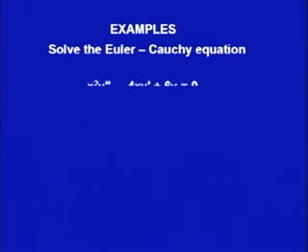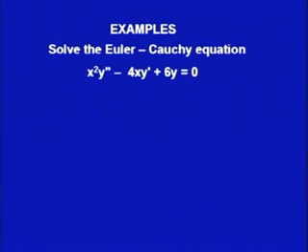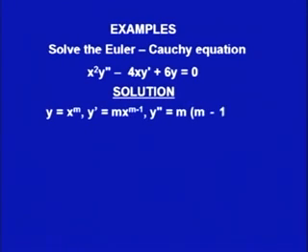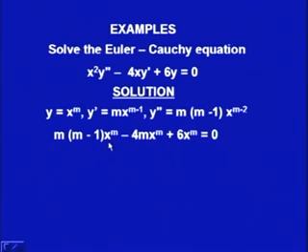Let us do the first example. Solve the Euler-Cauchy equation x square y double dash minus 4x y dash plus 6y is equal to 0. We will substitute y as x to the power m, thus y dash would be m times x to the power m minus 1 and y double dash would be m into m minus 1 times x to the power m minus 2. If we substitute this in the given equation, we get m(m minus 1) x to the power m minus 4m x to the power m plus 6 x to the power m is equal to 0.